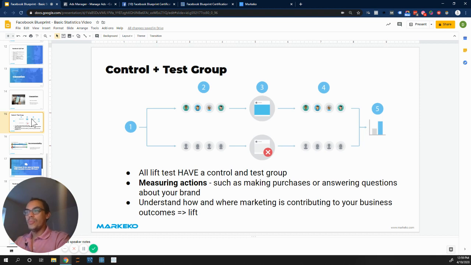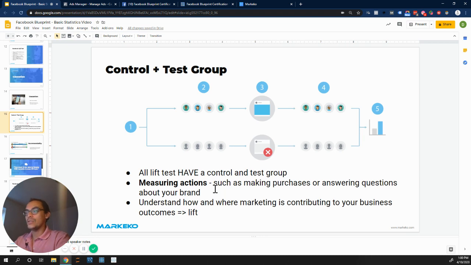And this is one of the biggest differences with A/B testing. With lift campaigns, what you really have is a control group and a test group, right? Your control group is going to be people that don't see the ad, and your test group is going to be people that do see your ads. This is the only way you can really tell whether your campaigns are having an effect, like are causing your sales or your brand awareness to increase, right?